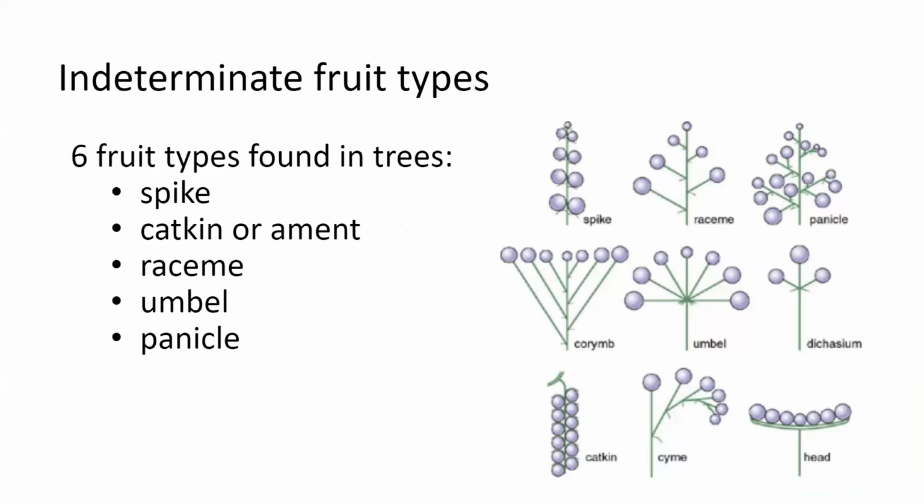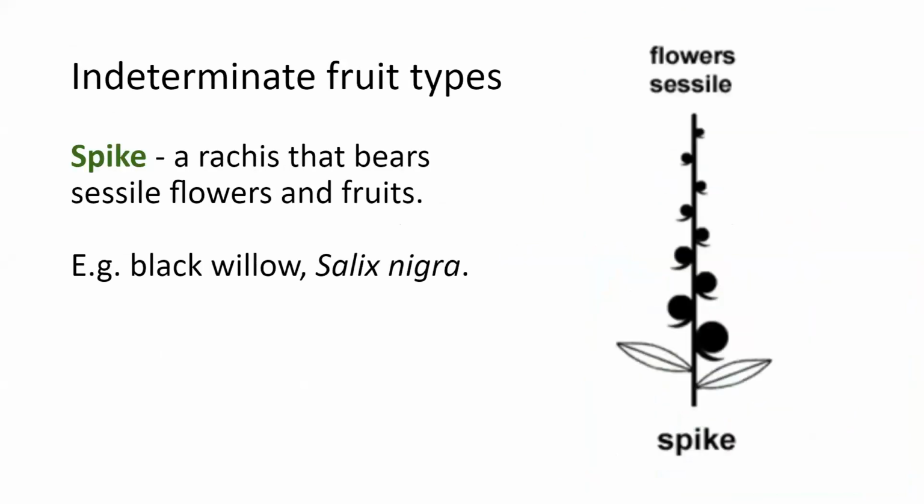So we have spike, catkin, raceme, umbel, and panicle. And so there's some drawings there, but let's look at these in turn. So when we have a spike, remember the word rachis that we used for leaves. That was the stem that bears leaves in a compound leaf, or bears leaflets in a compound leaf. In this case, the rachis bears sessile flowers and fruits.